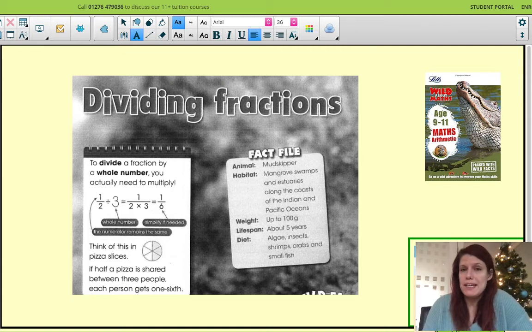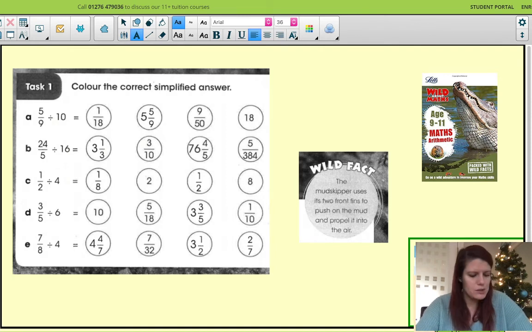We could think about it in pizza slices in this particular example for a moment. You can see there you've got 6 slices of pizza. Half of those slices is 3. 3/6. So if half a pizza is shared between 3 people, each person would get 1/6 of the entire pizza. Sometimes a visual example can be helpful. And this was rather nice. Task 1, colour. The correct answer, always like a bit of colouring. So this was pages 34 to 35.